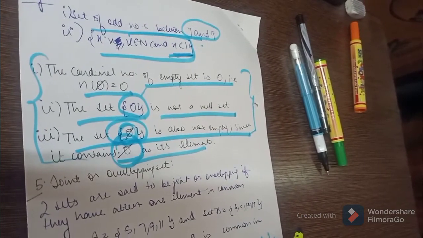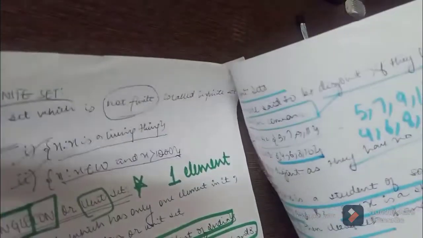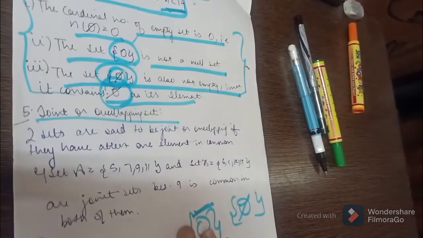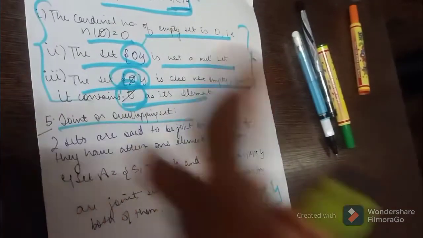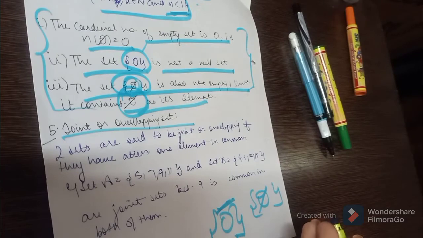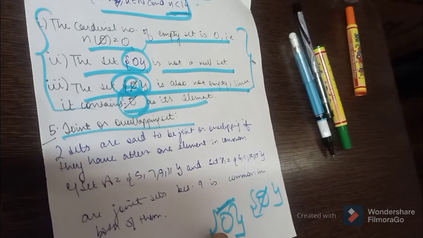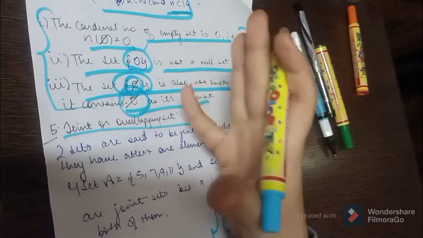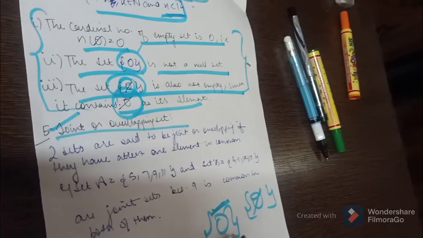Now let's start talking about the joint or the overlapping sets. We understood what disjoint sets are: disjoint sets are those sets which have nothing in common. Now let's understand the joint or the overlapping sets. Two sets are said to be joint if they have at least one element in common. If you have anything common, even a single thing, then the two sets are known as the joint sets or the overlapping sets.